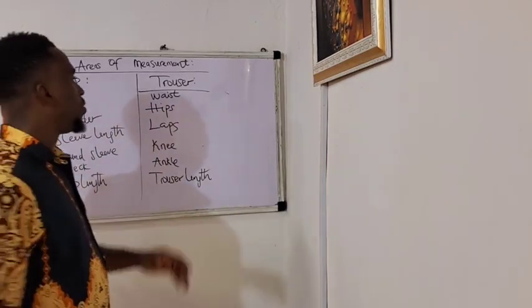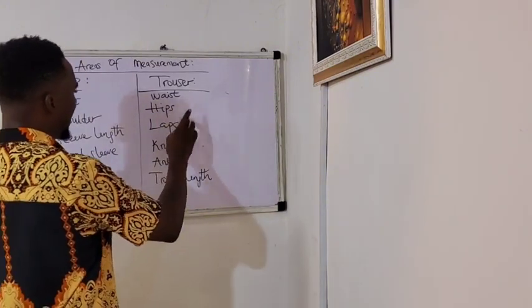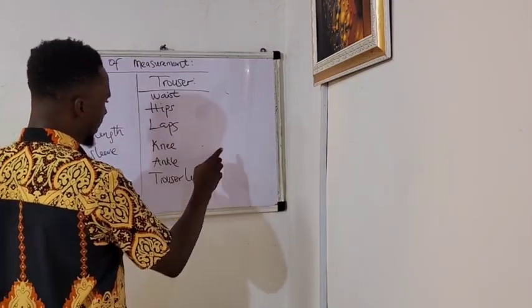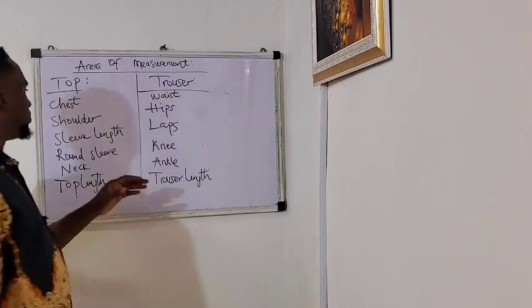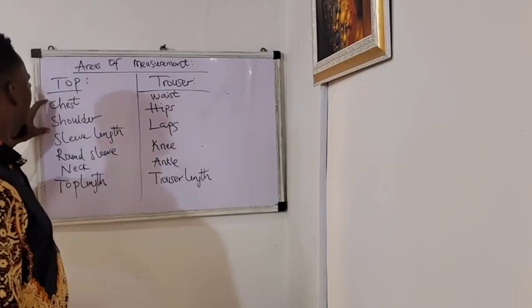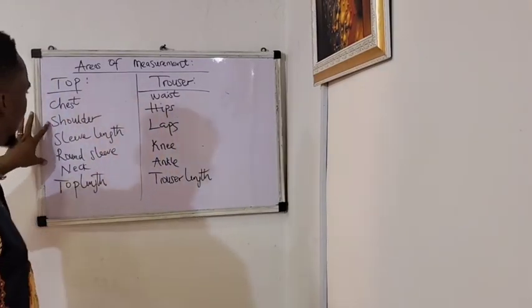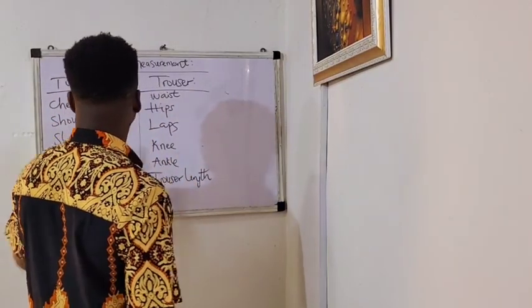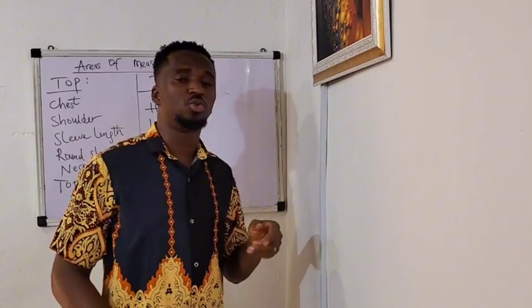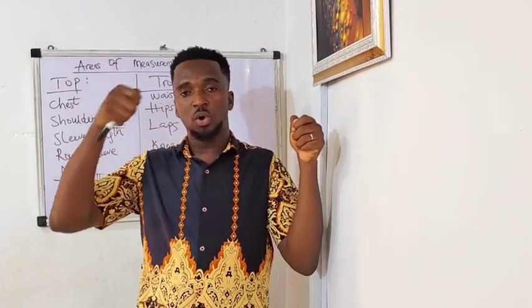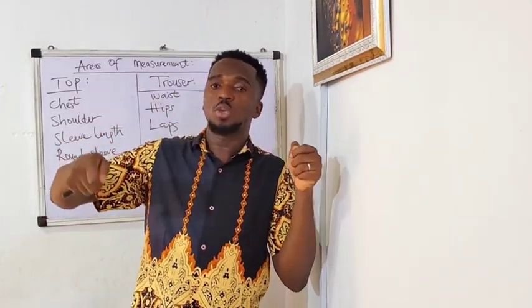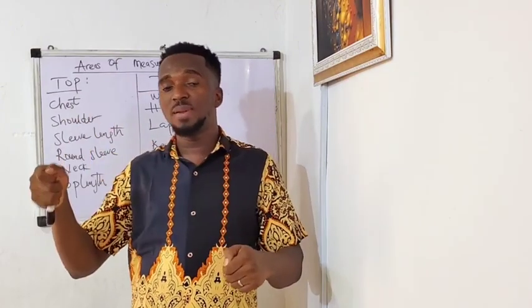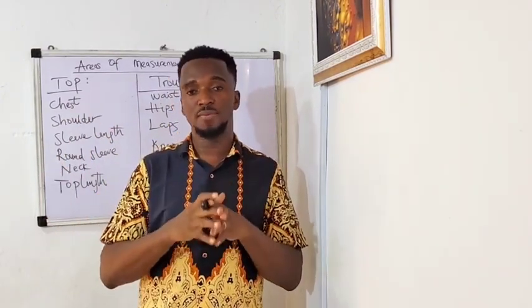Now, for the trouser, we have the waist, the hip, the lap, the knee, the ankle, and the trouser length. Let me throw more light on the chest, the shoulder and sleeve length. Please note that whenever you are measuring a sleeve, where you stop measuring the shoulder is where you must start to measure your sleeve. Please don't jump protocols, which I will show you in the measurement video.